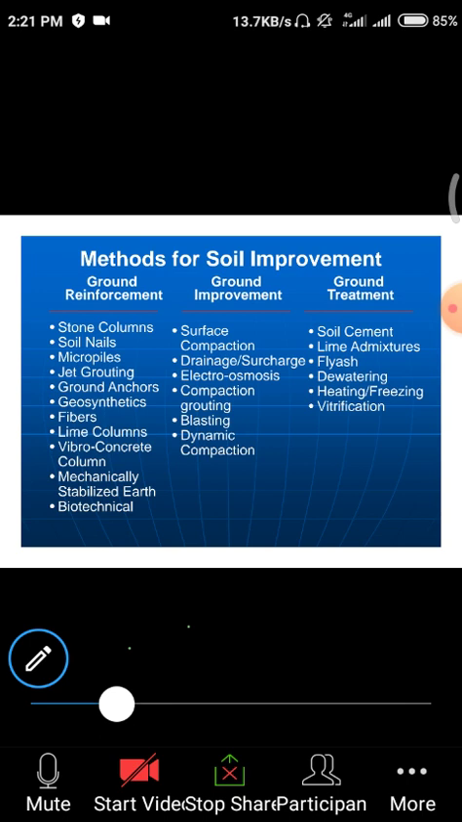Next one we have the vibro concrete column. Columns are normally used above the ground level, but in some cases we have to use these columns below the ground level also, for parking purposes and other purposes, so we need to have some vibro concrete columns.